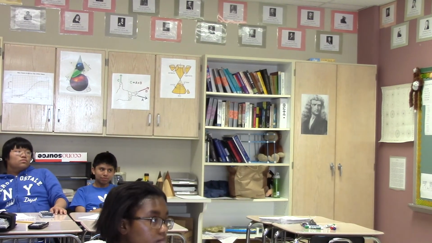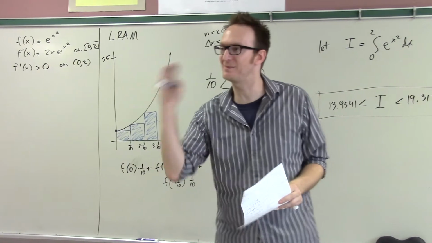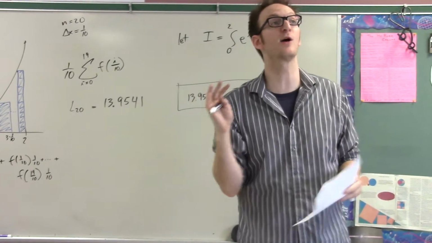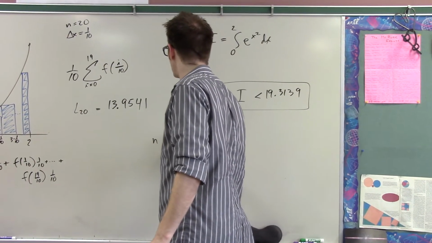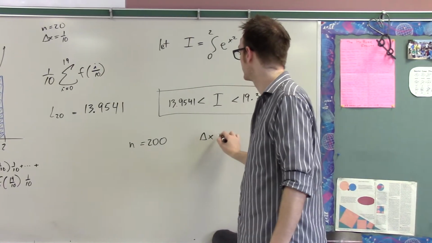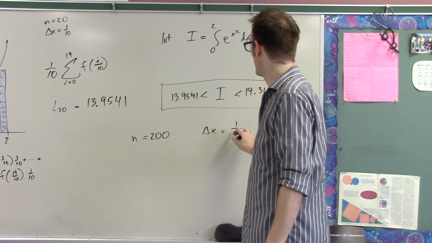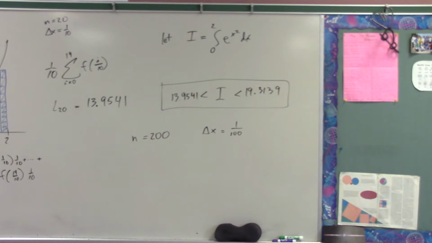Okay, before we get to various wagers, what's one way I can make this better? More rectangles. Yeah, more rectangles. Okay, I'm about to say something really important now. With more rectangles, I can do it better. So let's try n equals 200. If I do n equals 200, then what's delta x? I think it's 1 over 100 now, right? Because the width of the thing is 2.